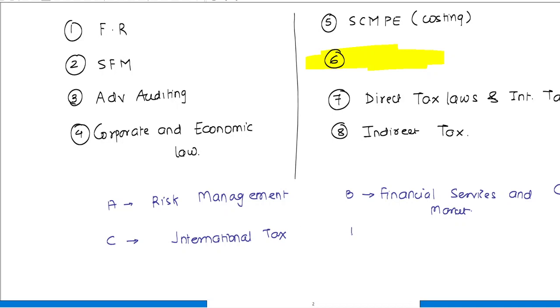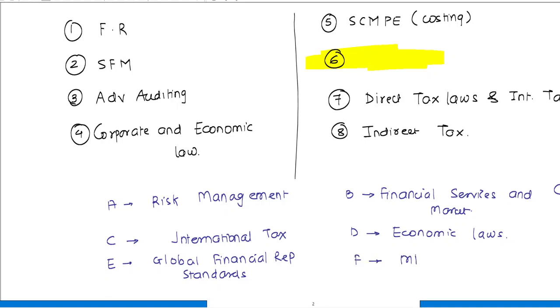Then option D that we have is economic laws. Option E is global financial reporting standards. And then option F that we have is multidisciplinary study. Okay, now let's discuss one by one.